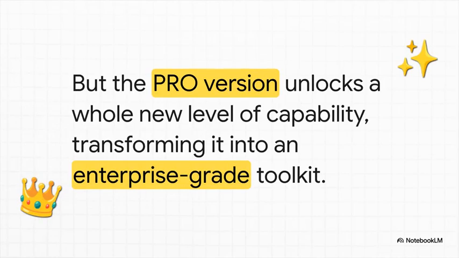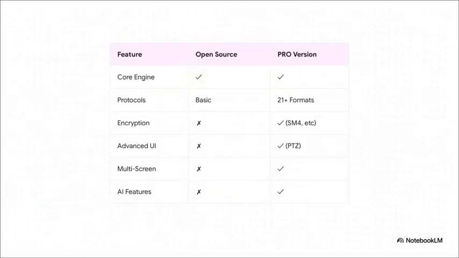But, you know, that open source version, that's just the beginning. The Pro version takes that solid foundation and just unlocks a whole new level of capability. We're talking a whole different ballgame. This table really lays it all out. Look, the core playback engine is the same. It's fantastic in both. But then you look at the Pro column and wow. The protocol support goes from basic to absolutely extensive. You get serious encryption support. You get advanced UI controls, like for PTZ cameras or watermarks. Multi-screen layouts for security dashboards? Yep. And then there's the really wild stuff, AI capabilities, right in the browser.